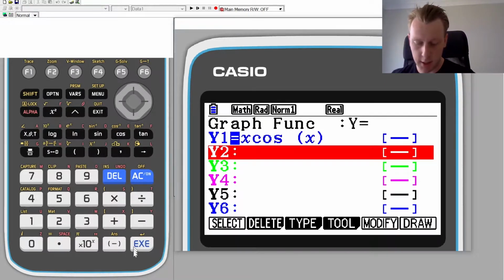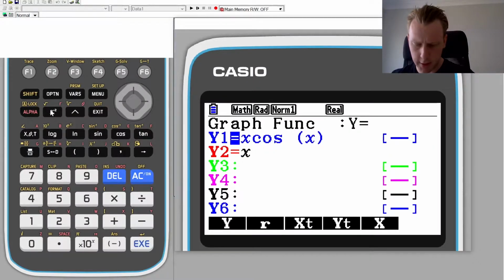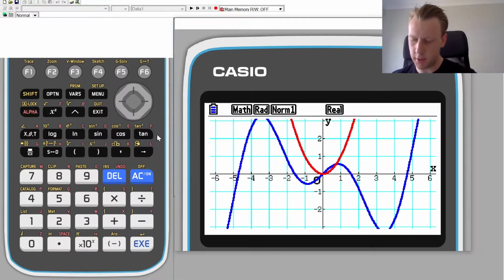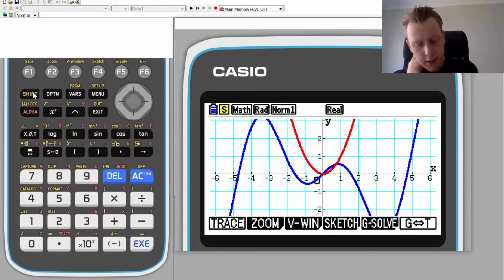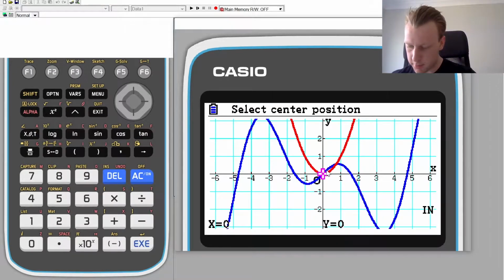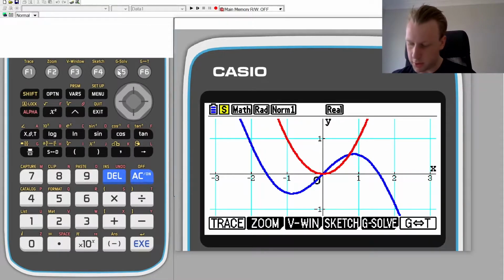Okay, equals there. And then our other function was x squared. And now we want to graph it. So that's what we get there. Now we can zoom this in. We go shift, zoom, in, and about there. Yes, equals there. Now what we can do is we go G solve.